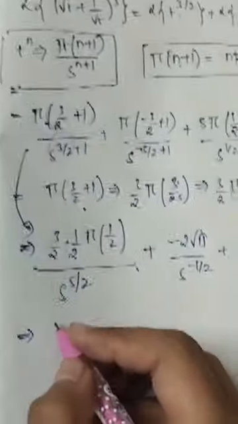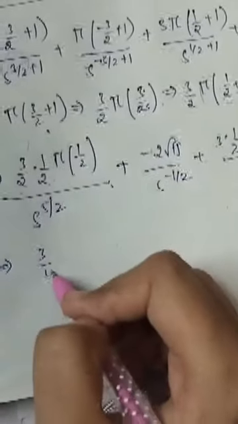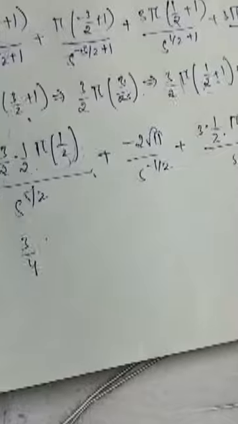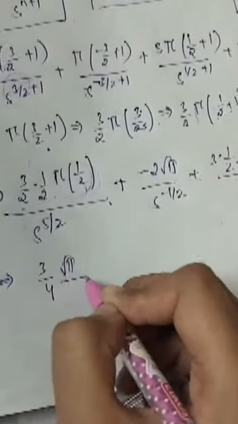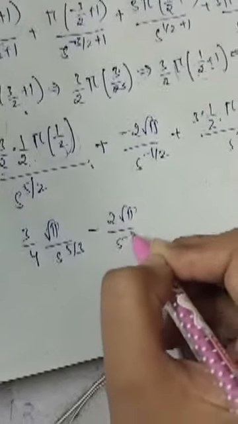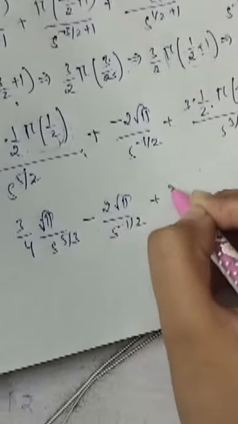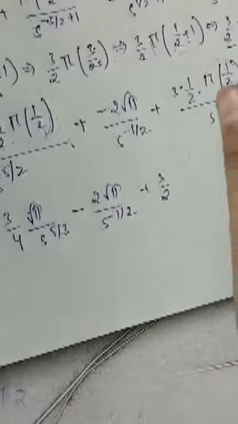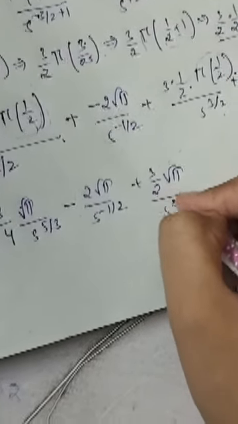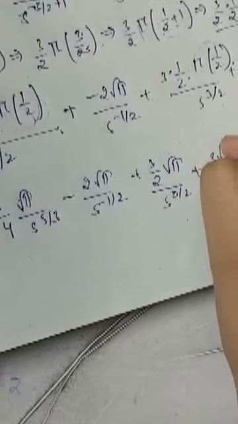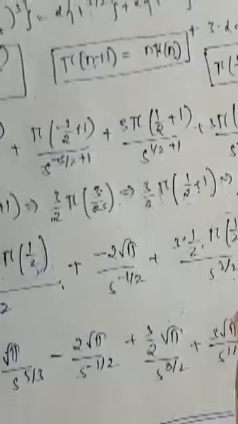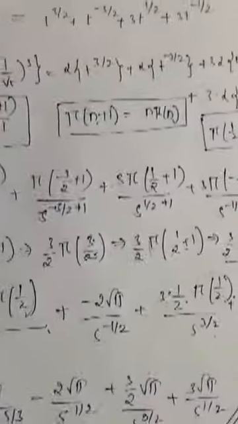Then 3 by 4. Now what I said, the value is root pi by s power 5 by 2 minus 2 root pi s power minus 1 by 2 plus 3 by 2. The value is s power 1 by 2. So this is the final answer. You can take a look at this problem.